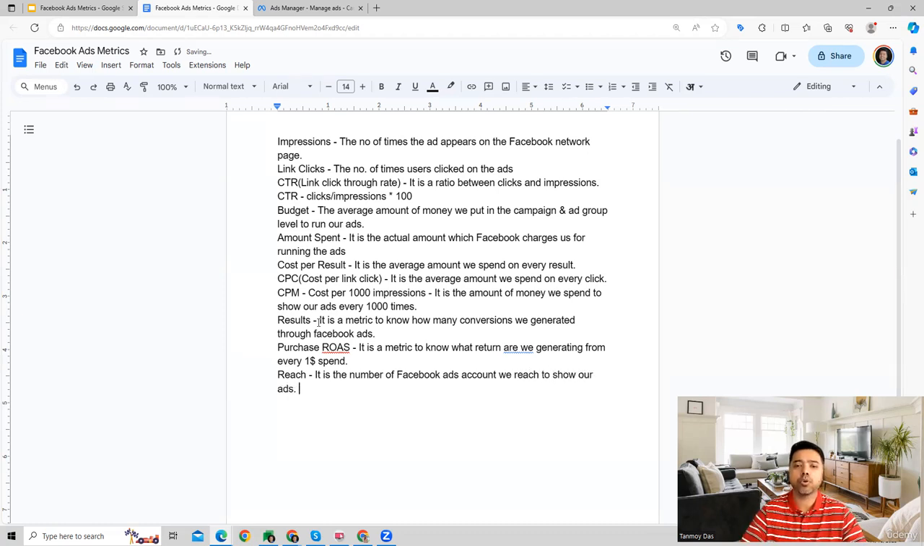So these are some of the common metrics, guys, which you will be able to see in the Facebook ads account, and you will be able to understand what's happening in the account and how the account is performing. I hope this makes sense and now you understand these metrics.